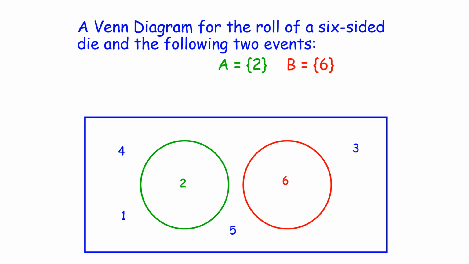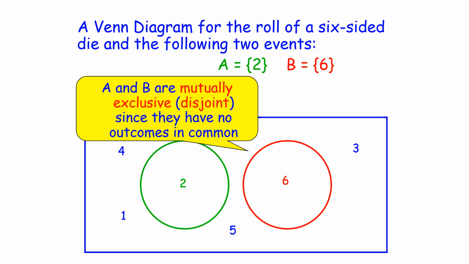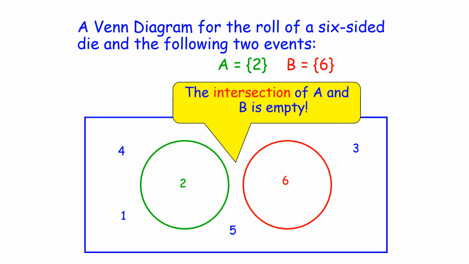We have our sample space, that is our rectangle. We have the circle for 2, the circle for 6, and our 1, 3, 4, and 5 in our sample space. So here we can see that A and B are mutually exclusive or disjoint since they have no outcomes in common. The intersection of A and B is empty, again, because they have nothing in common.